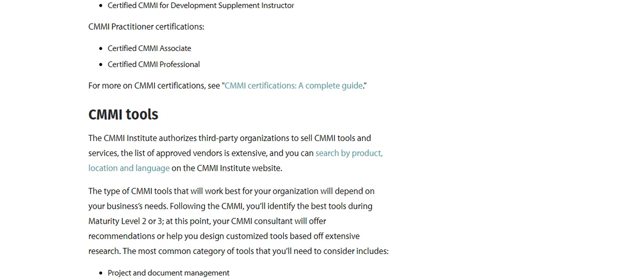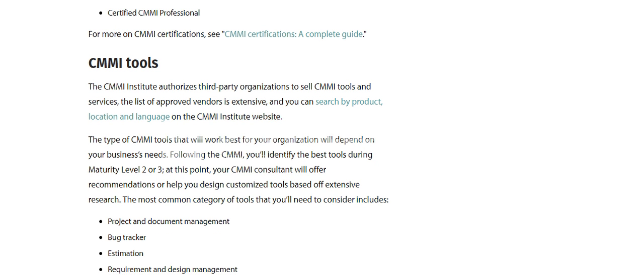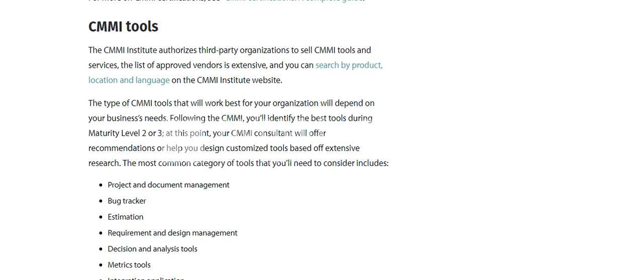Following the CMMI, you'll identify the best tools during maturity level 2 or 3. At this point, your CMMI consultant will offer recommendations or help you design customized tools based off extensive research. The most common category of tools that you'll need to consider includes project and document management, bug tracker, estimation, requirement and design management, decision and analysis tools, metrics tools, and integration application. So these are the tools.